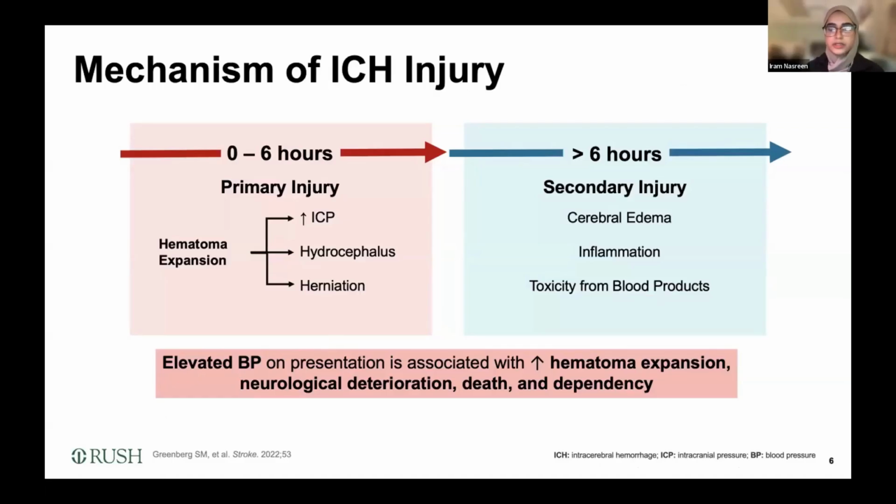And as blood accumulates in the brain tissue, this is called hematoma expansion. And this results in increased intracranial pressure. And this is because you have a rigid skull that can't really accommodate for the expanding hematoma. And that causes your ICP to rise, which then reduces your cerebral perfusion pressure and impairs blood flow to the brain and worsens your ischemia.